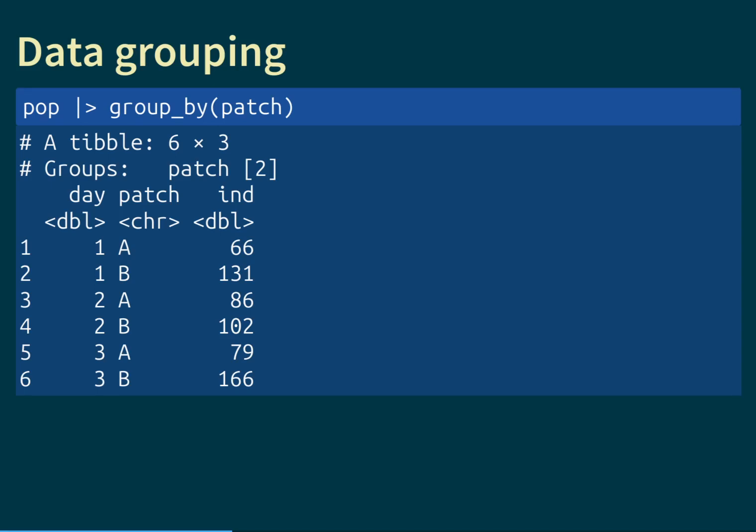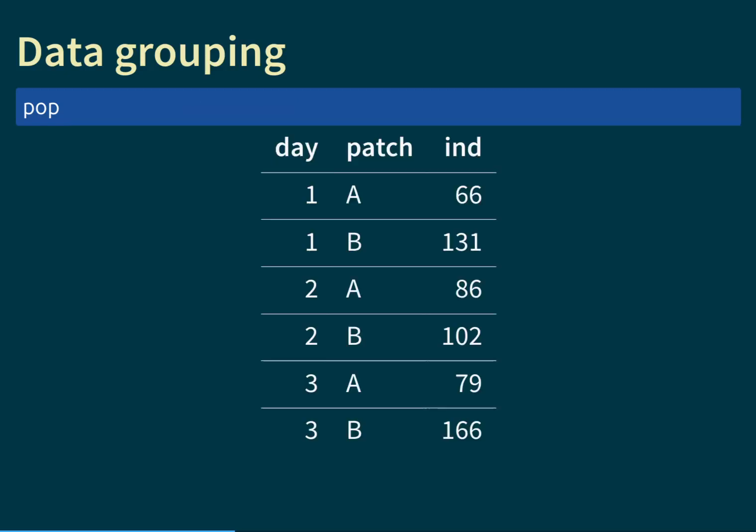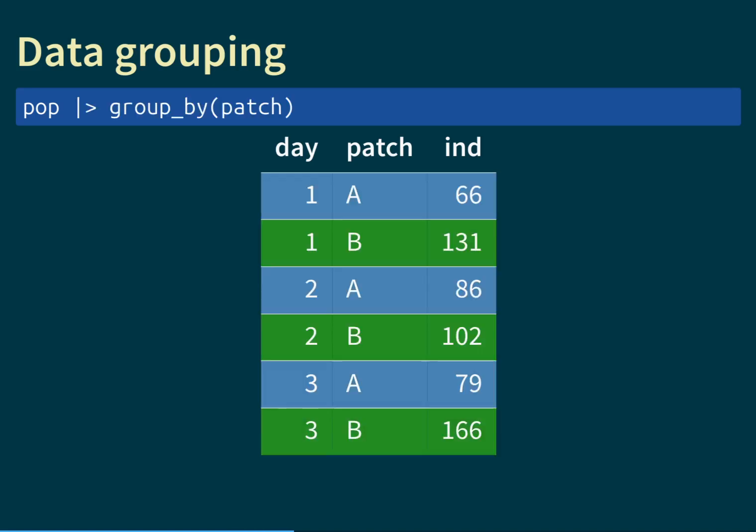So to be able to visualize this idea a little more transparently, let us, instead of using the console output for a table, switch back to a neater spreadsheet-like display of the data. So here is our pop dataset in its full glory. And then if we apply group by patch to that, then all of those rows that have patch A in them will form one group, and all of those rows that have patch B in them will form another group. And here I have color-coded them. The blue group is the patch A group, and those rows that are highlighted with a green color, those are the patch B group. Okay, so now we have grouped our data.